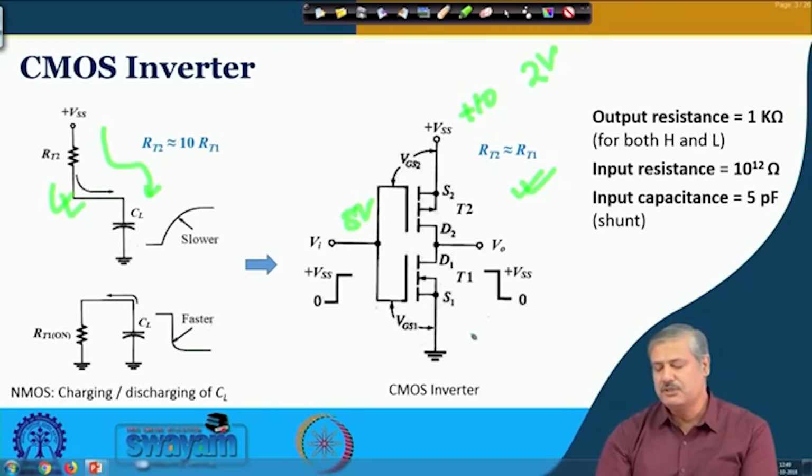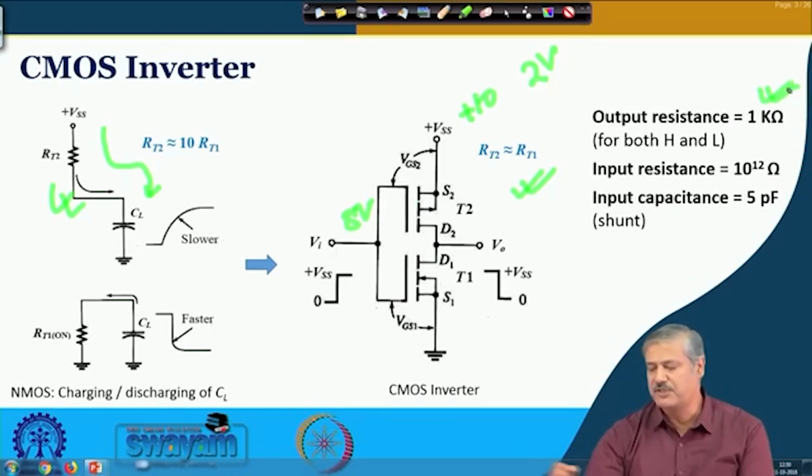Because of this, the PMOS is made in such a manner that, though the mobility of holes is less, the output resistance is symmetrical for both cases, of the order of say 1 kilo ohm, and the charging and discharging is faster compared to what we had seen before.